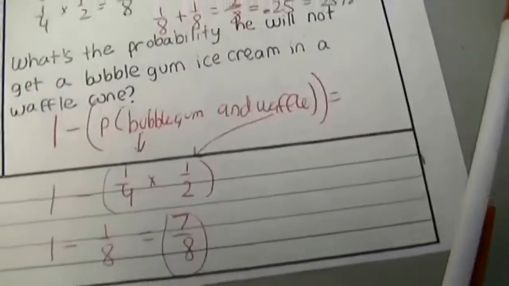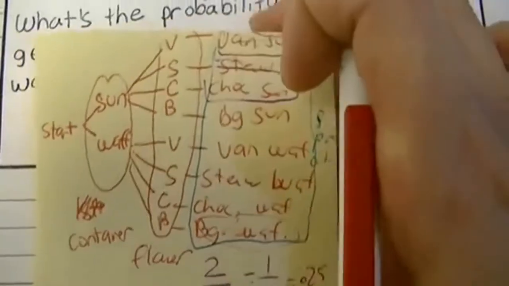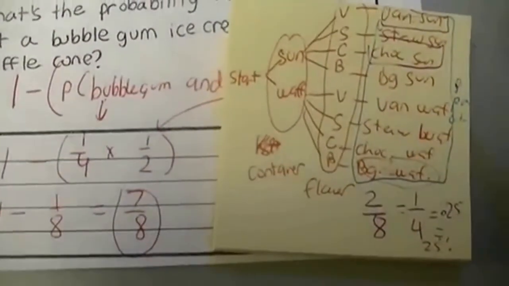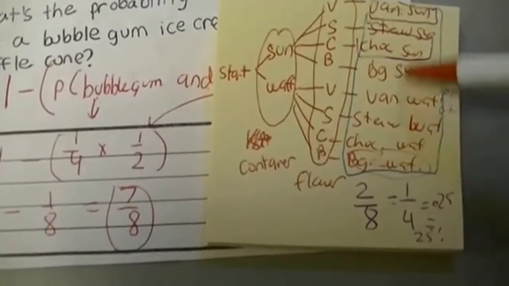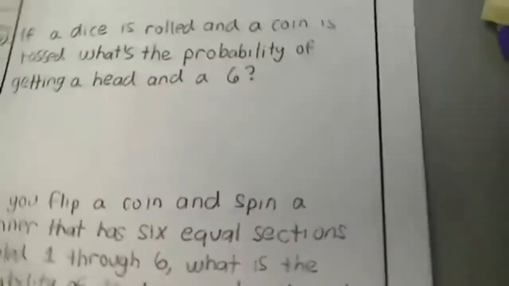If you look right here, where's bubblegum ice cream in a waffle cone? Bubblegum in a waffle right there. It's 1 out of the 8 possibilities. So all the ones that are not bubblegum in waffle cone is 7 out of the 8. Try the next page on your own.